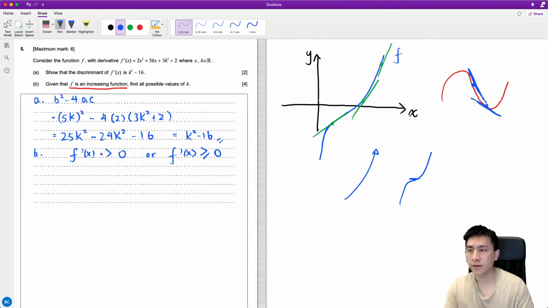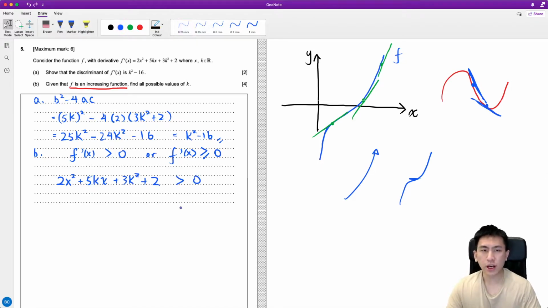All right, now, okay, here. So let's use the first one. It doesn't really matter. So f prime of x, now that you know that, you can write it like this: 2x squared plus 5kx plus 3k squared plus 2 has to be bigger than 0. Now, you can go ahead and really try to solve it, but the idea that this is bigger than 0, now that's a quadratic, isn't it?